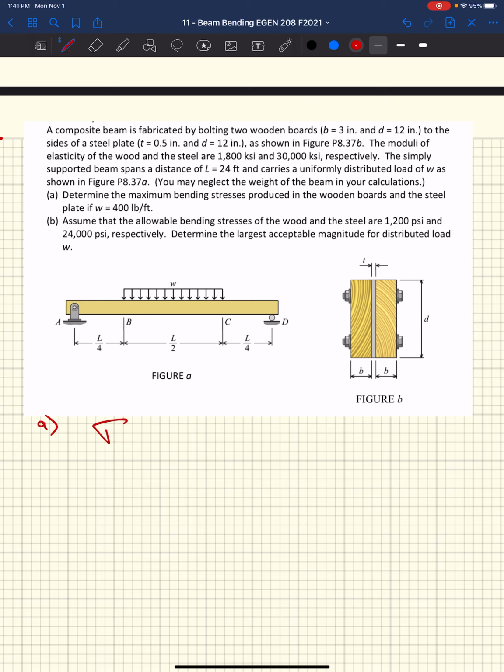So we have our governing equations for stress. For our reference material it is negative My over I, which does not change. And then we have our original stress. If we're transforming into a reference material, when we bring it back, we're going to bring it back to our original material. That's when we take into account our ratio of moduli of elasticity. So we get this nMy over I.